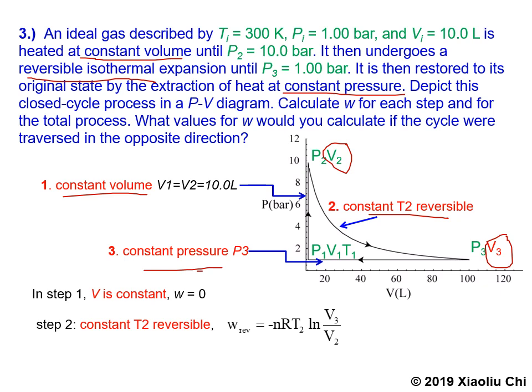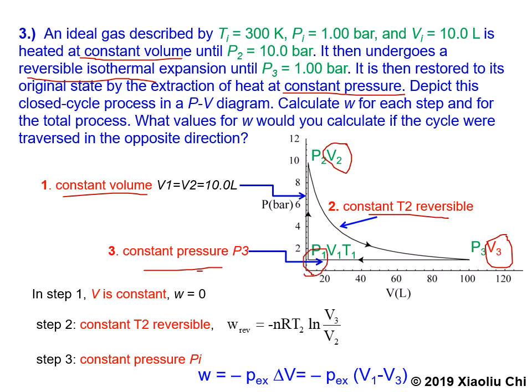Okay, and the third process is constant pressure. So for constant pressure, work is negative pressure times volume change. And here, volume change is final minus initial. In this case, V1 is actually the final volume for the third process, and V3 is the initial volume. From V3 it goes to V1. So that's why it's V1 minus V3.